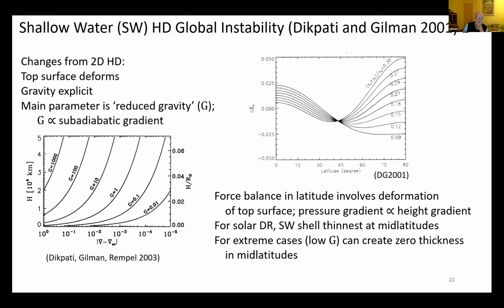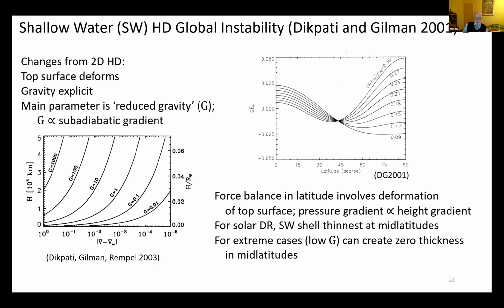So now going to the shallow water case. Now the top surface is allowed to deform and gravity is explicit. This diagram on the lower left shows you the range of this parameter G as a function of the thickness of the tachocline and the degree of subadiabaticity. You can see your range. So in some sense, the radiative tachocline is on the left in that diagram, and the overshoot tachocline is on the right. And we can do all these cases.